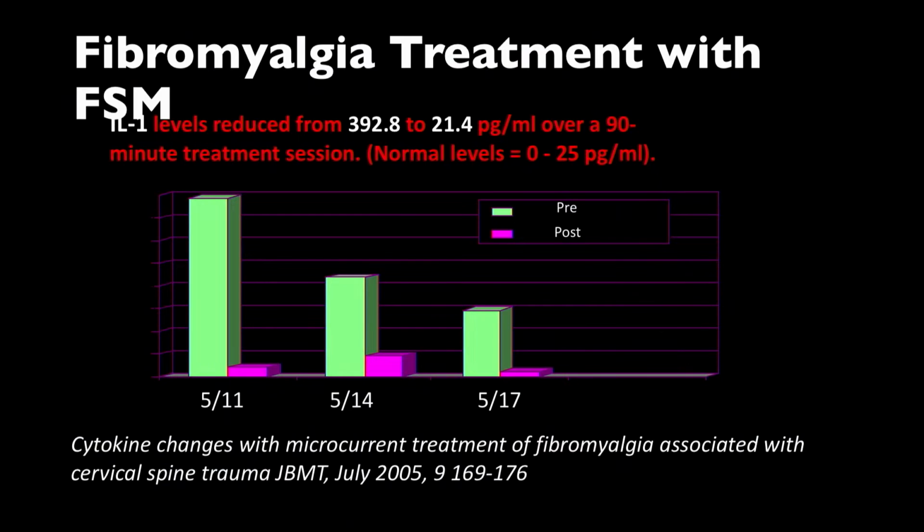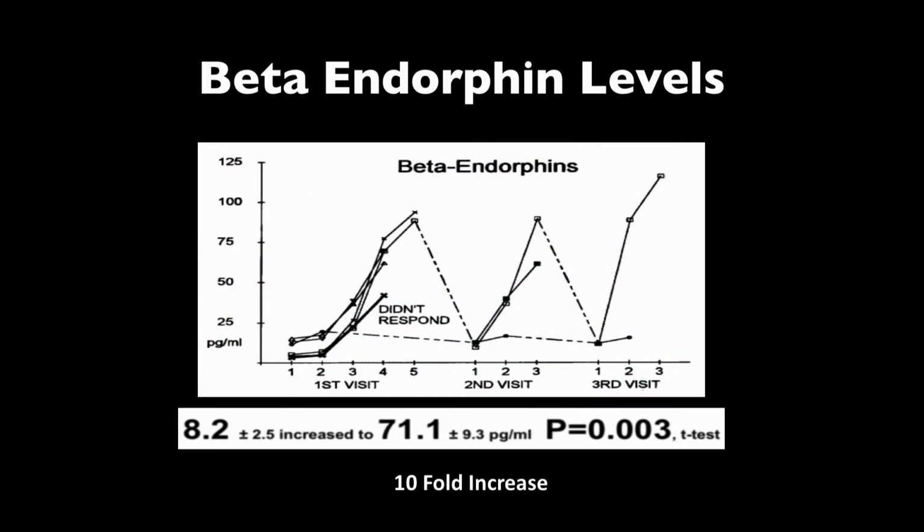So some of these patients had their blood tested by scientists at NIH, and that showed that inflammation markers like interleukin reduced from an average of 400 to 20 in 90 minutes. So that's 20 times less. The endorphin levels went up by 10 times. So you would have to do a pretty long run or meditate for a long time to get that kind of change in endorphin levels.